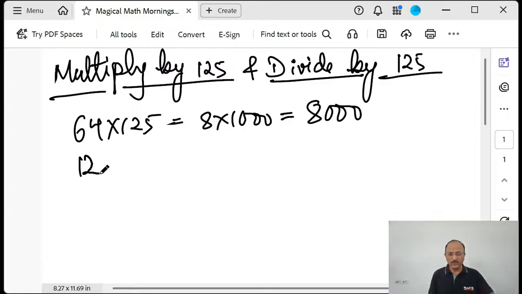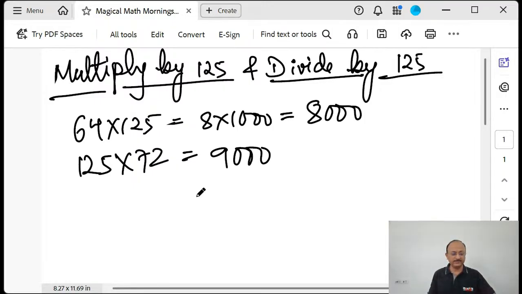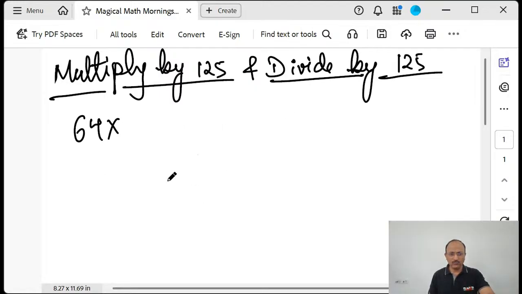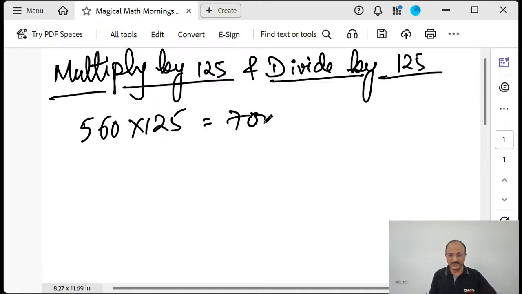Suppose I want to multiply 125 into 72. It is as if we are writing 72 into 125. So what do we do? 72 by 8 we get 9, into 1000. It is nothing but 9000, the answer. Isn't it very simple? So let's take a little bigger number. We want to do 560 into 125. First 560 divided by 8 we do, 70, into 1000. It is 70,000.